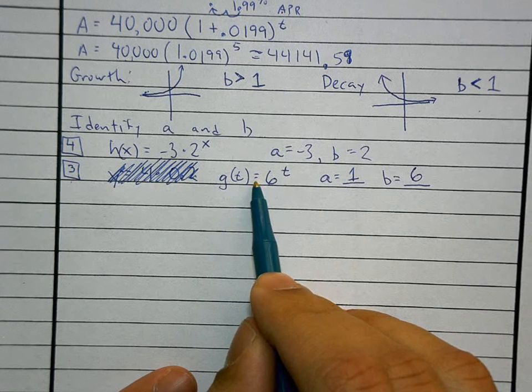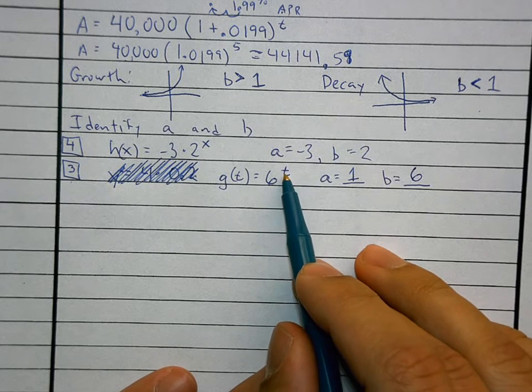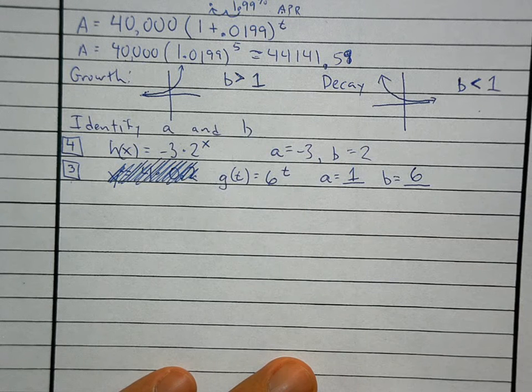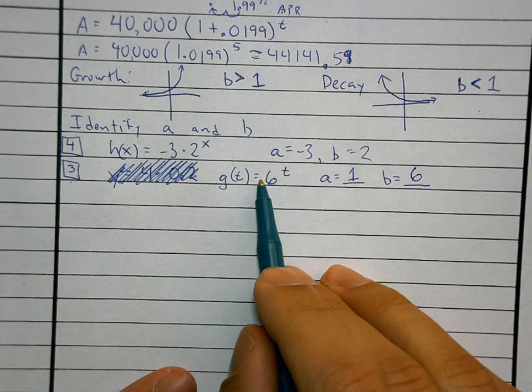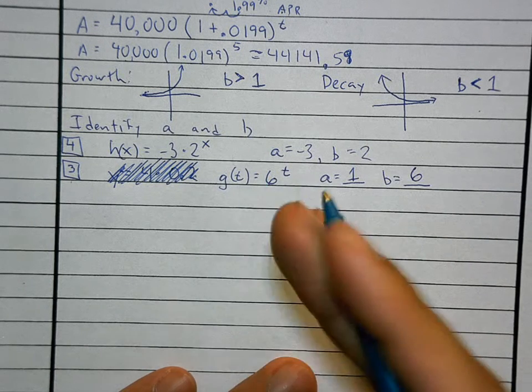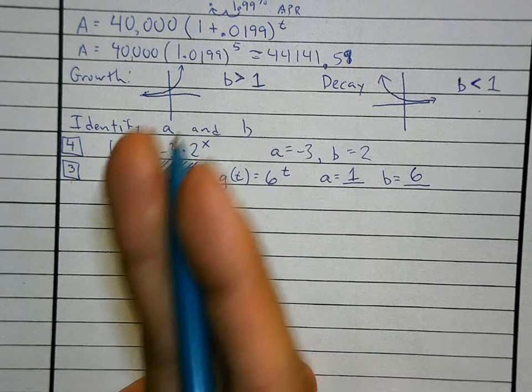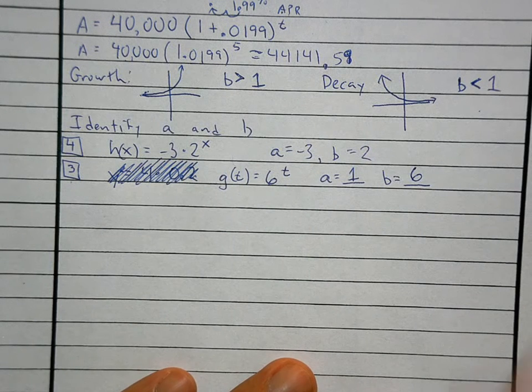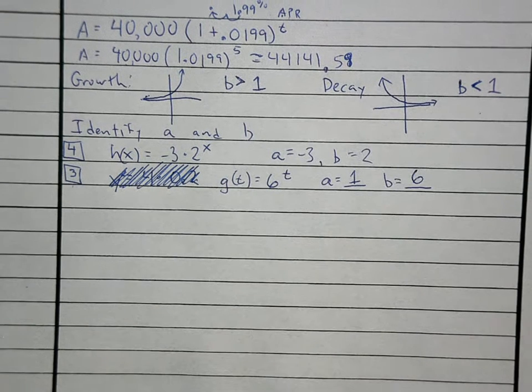What are we multiplying this 6 to the t by? Riley? Thank you. What are we multiplying this by? We're multiplying by an invisible 1. Whenever you don't see anything in math, it's always an invisible 1. It's very rare that it's not those two things.